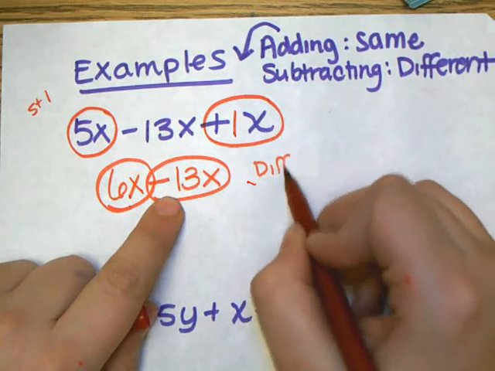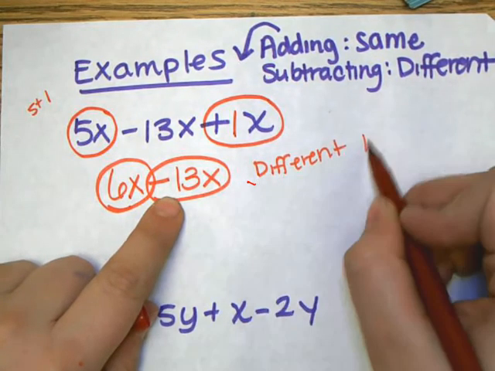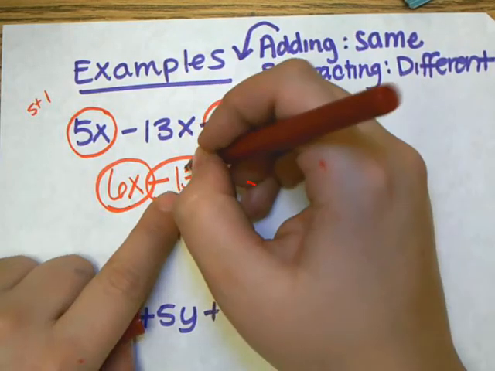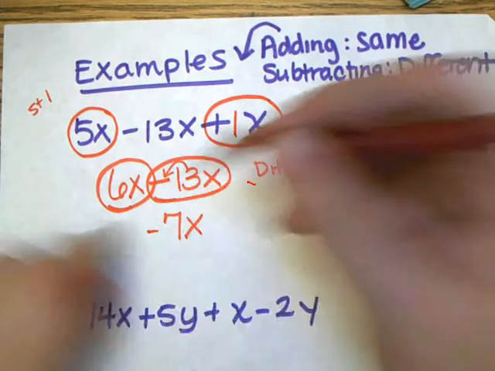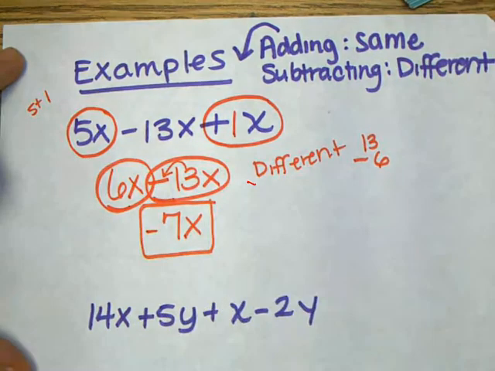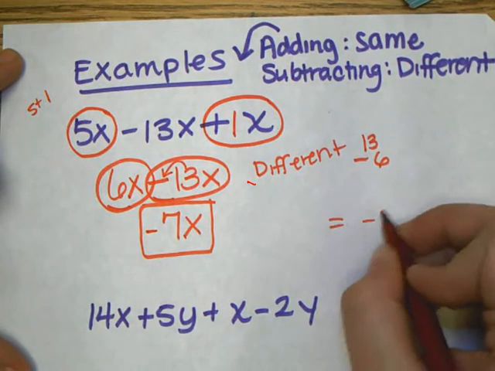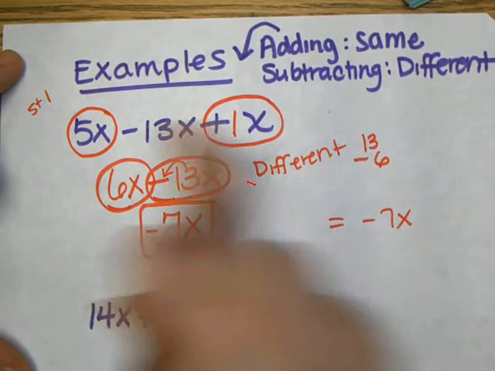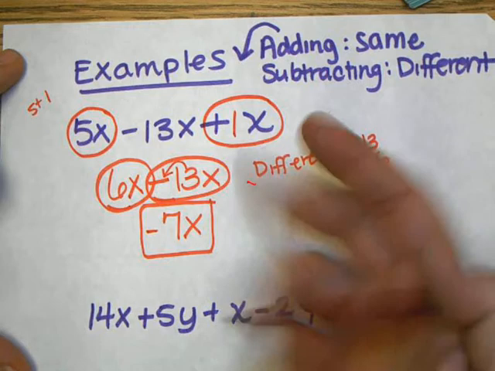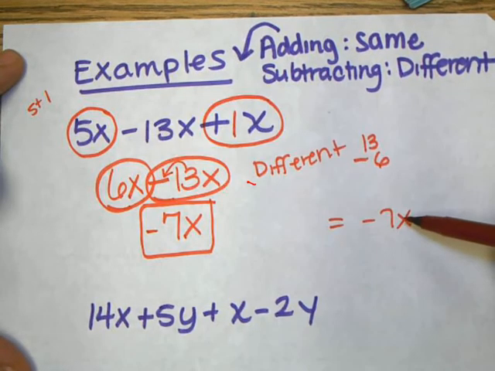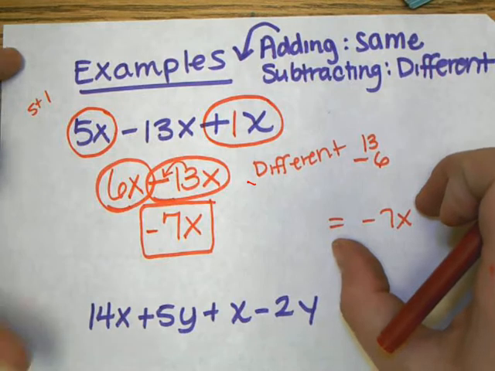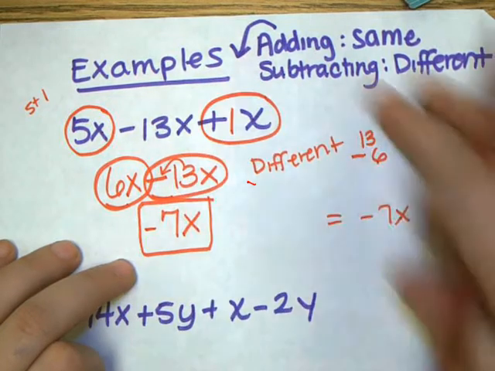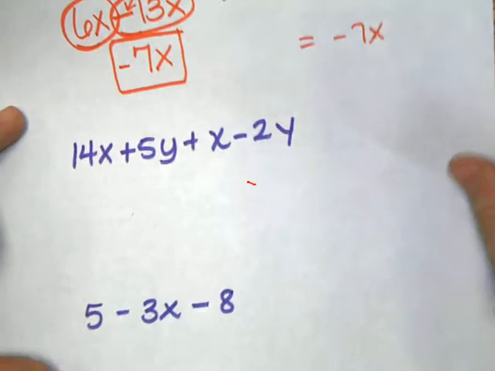This is positive 6, this is negative 13. They're different, so we're going to subtract. 13 take away 6 is 7x. And since 13 is bigger, I look in front, there's more negative. So our final answer is negative 7x. So this is the same thing as this. And if you wanted to check, pick a random number for x and replace the x with that number, and replace it here, and you'll get the same thing here that you would here. But this would be quicker to do because there's only one term. We've simplified this into one term.